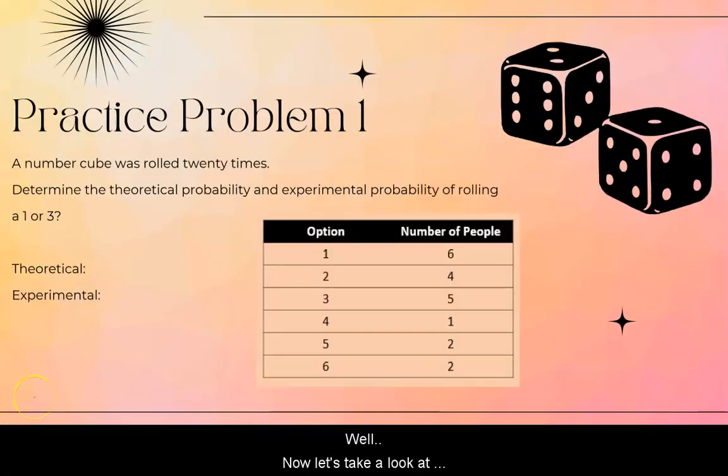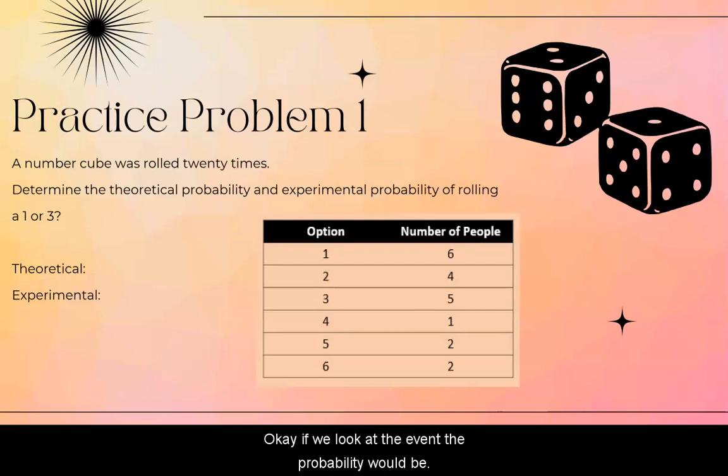Well, now let's take a look at practice problem 1. It says a number cube was rolled 20 times. Determine the theoretical probability. Remember, this is just the options column. And the experimental probability. Remember, this is the number of people column of rolling a 1 or 3. Go ahead and stop this video and give it a try.